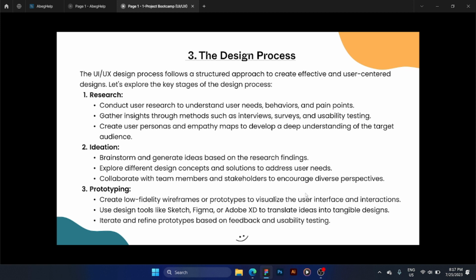So the first thing we look at whenever you want to design any interface is that you need to conduct research. So what is research all about? In this research there are a number of things that we do. Three major things that I was able to capture: the first thing is that we conduct user research to understand user needs, behavior, and pain points.